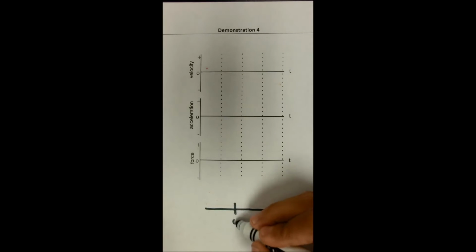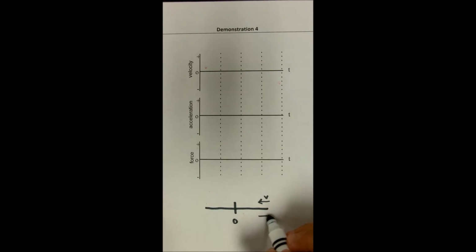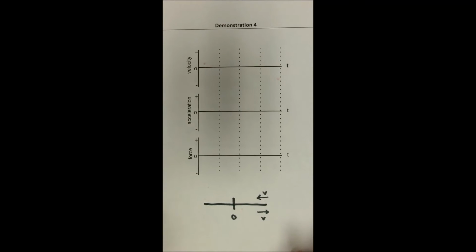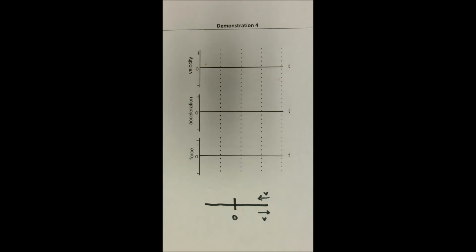With demonstration 4, remember that the cart started off traveling towards the 0 point at the beginning of it, and then it would travel back towards the other direction. So what I know from this is that at some point my velocity is going to change directions. So when I look at my velocity versus time graph, in order to show the change in direction, I need to go from positive to negative or negative to positive at some point. So I'm going to have a momentary stop and then keep going.